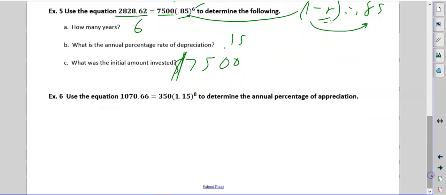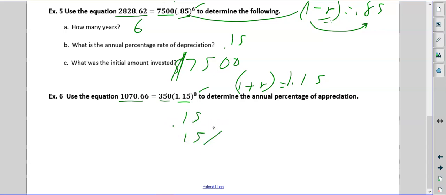Use the equation right here to determine the annual percentage of appreciation. Okay, so again, future value, starting amount, time, this is the factor which is 1 plus something equals 1.15. So again, simple algebra, subtract 1, and you find out that it is 0.15 or 15%. That was the amount of appreciation. Appreciation is easy because it's just whatever follows the 1. All right, that's pretty easy. It's the subtraction one you got to be careful with.